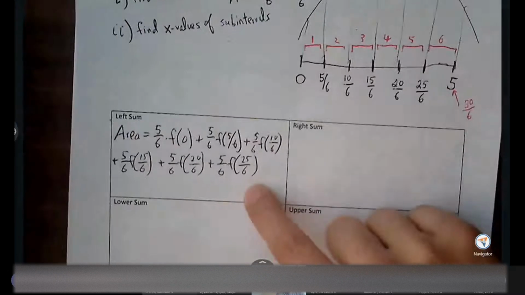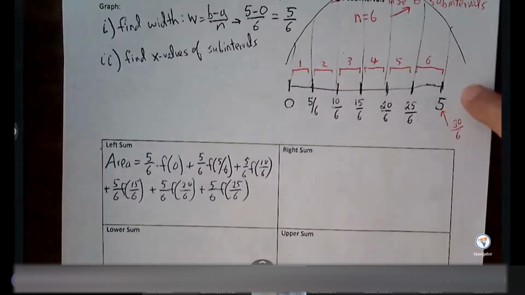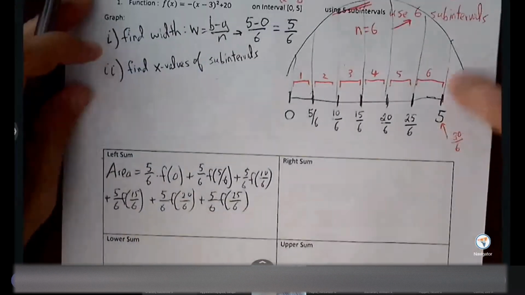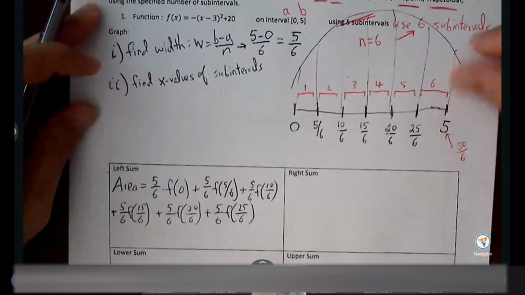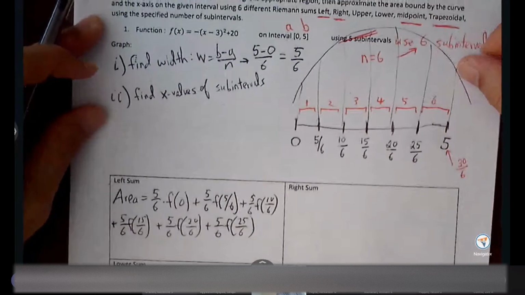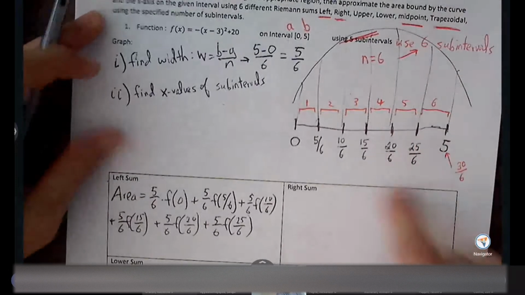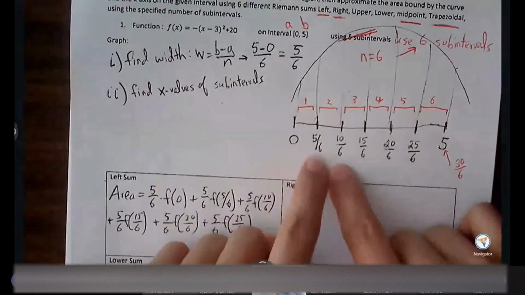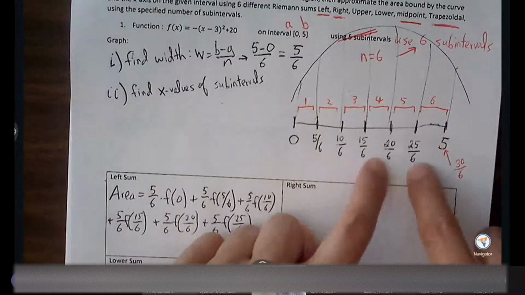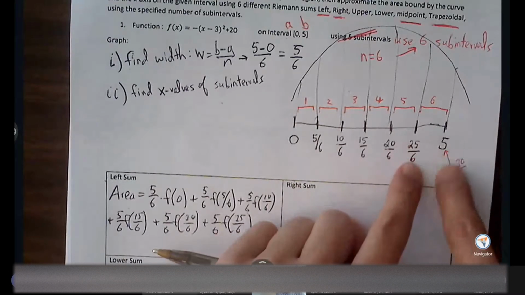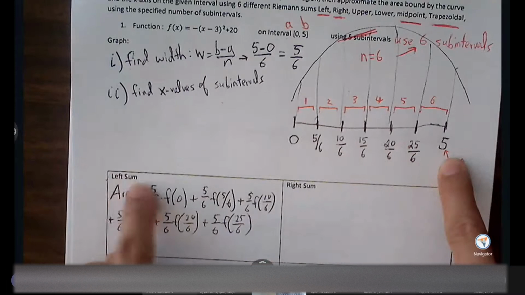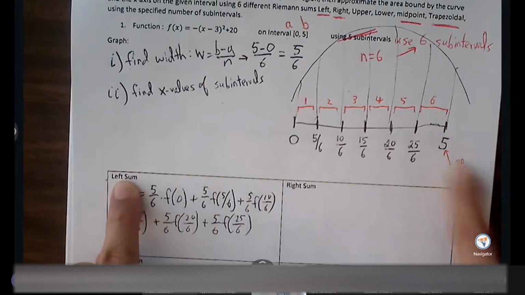Now, the only value that we don't use is f of 5, because f of 5 is the right endpoint height of our rectangle. It doesn't represent the left height of any rectangle, right? So we use f of 0, f of 5/6, all right, and the last rectangle we use f of 25/6. We don't use f of 5 because it is not called for with our left sum.